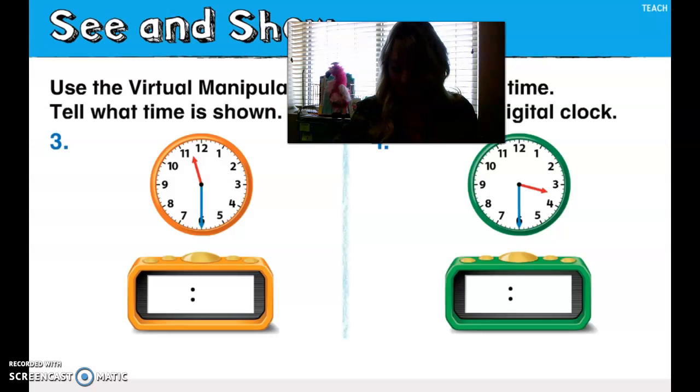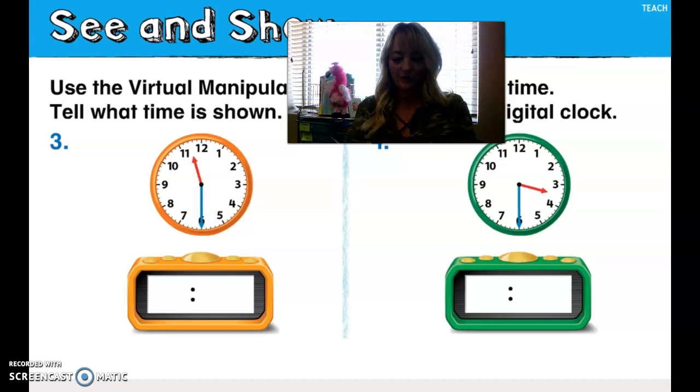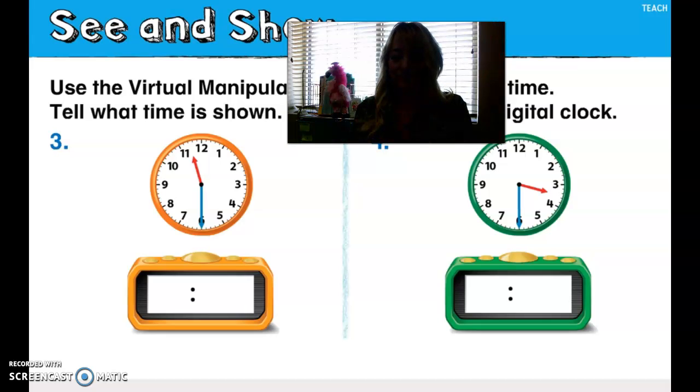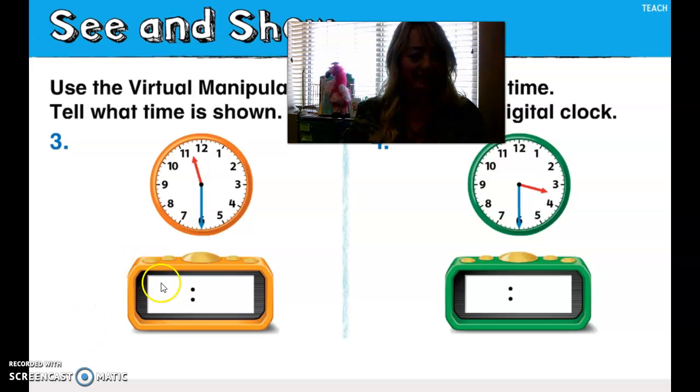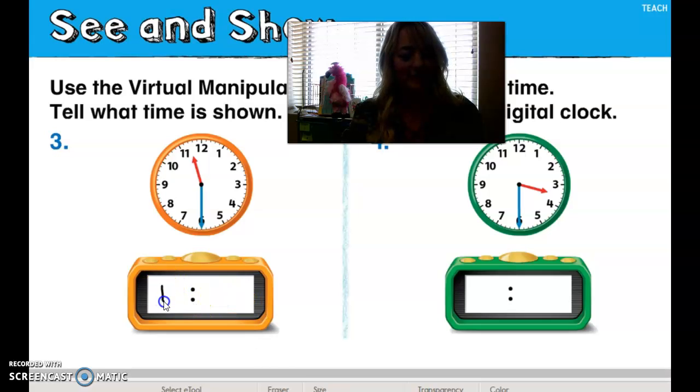Okay, let's go on to number 3. On your clock, you'll show the hour hand between the 11 and the 12, minute hand straight down, so that shows us it is 11, not quite 12, so it is 11:30. So please write that on your digital clock.